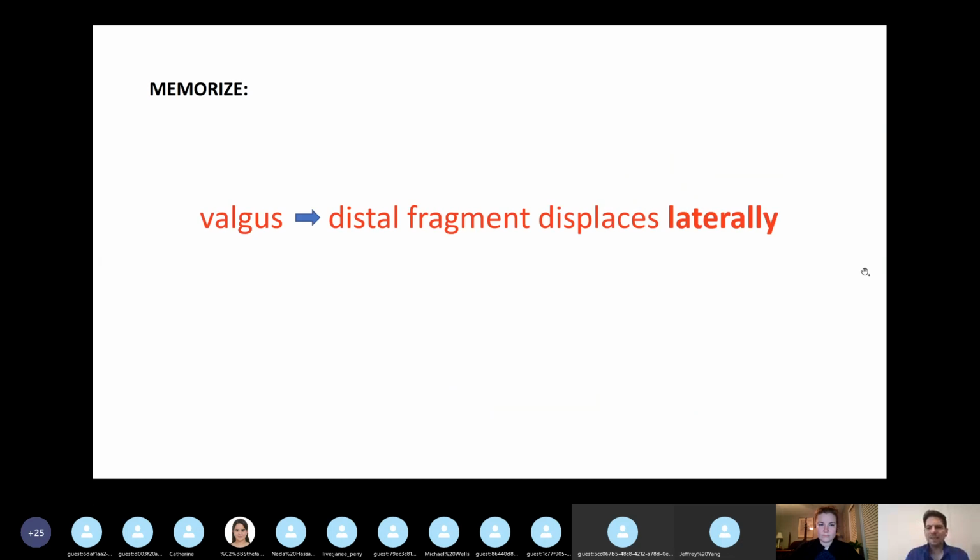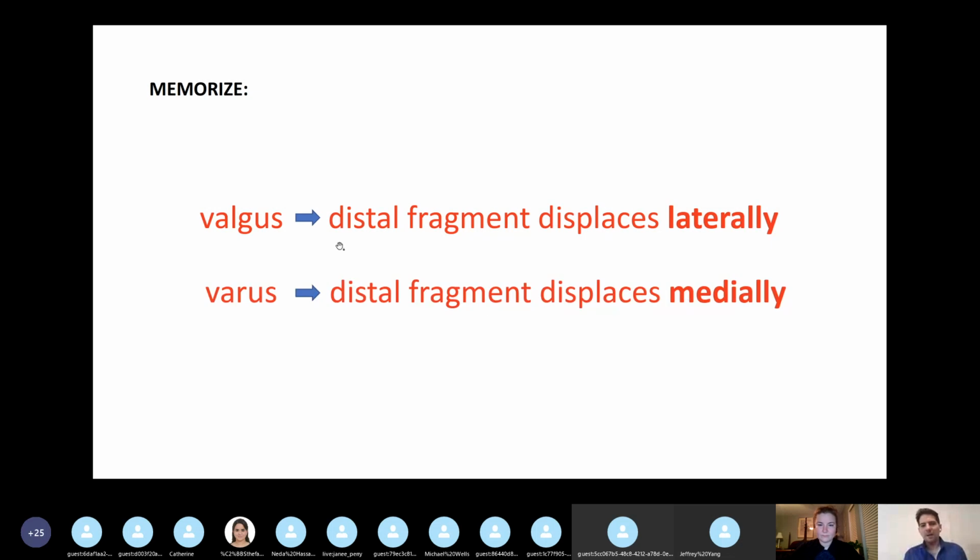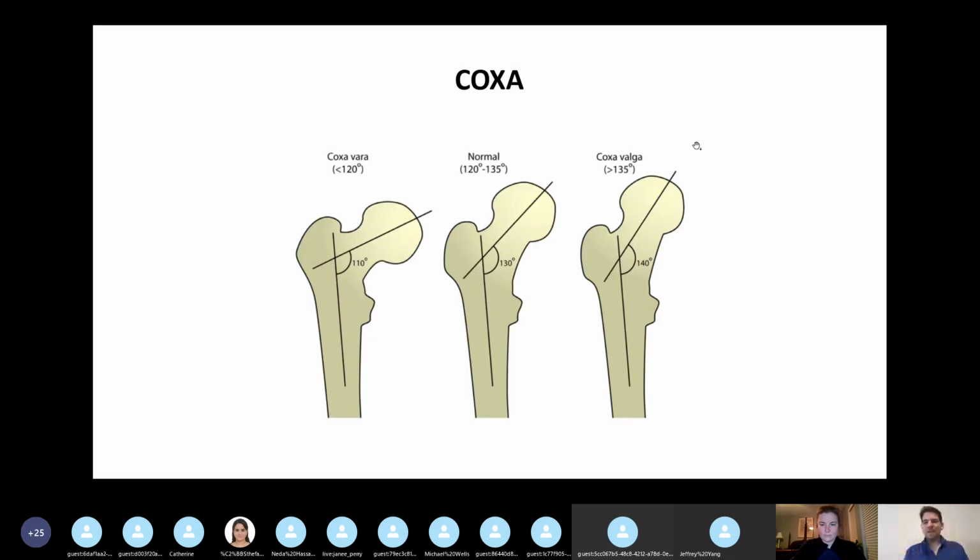All right, a couple of things that weren't exactly straightforward in the lectures. There's a valgus deformity and there's a varus deformity. So valgus means the distal fragment from the joint of interest is displaced laterally. Varus means this distal fragment is displaced medially.